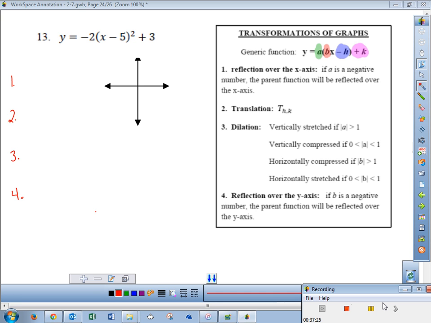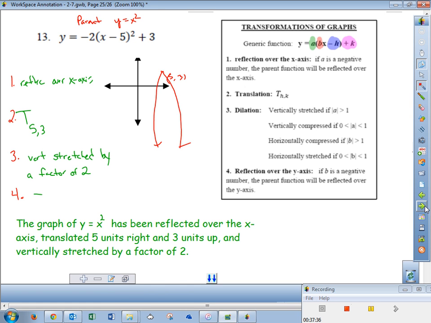So on our last problem here, why don't you go ahead and try the whole thing for yourself. Pause the video, get it done, check back with me here in a second. So on the last one, the graph of y equals x squared has been reflected over the x-axis, translated 5 units right and 3 units up, and vertically stretched by a factor of 2, so it should have got 2 times as big. Twice as much. That other one got 16 times as big. With the purple note card by your side, follow the 4 steps.